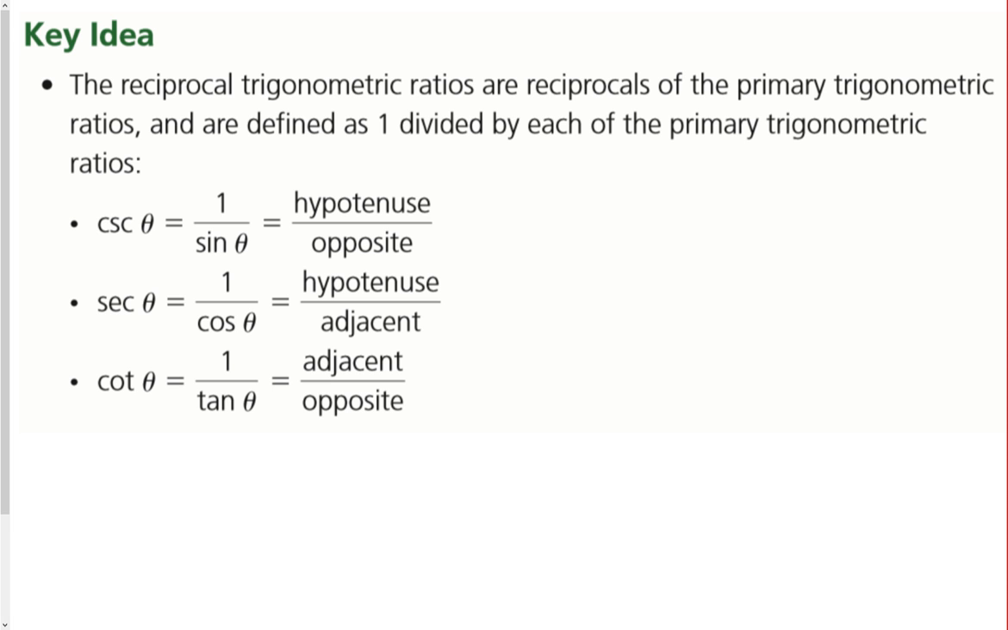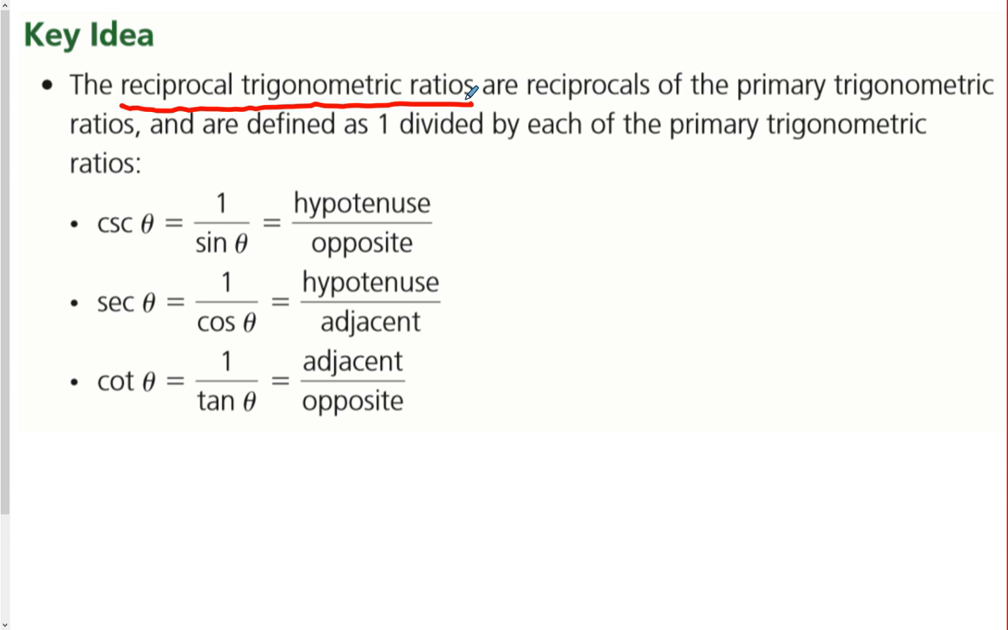We've been talking about our primary trigonometric ratios. Our primary trigonometric ratios are sine, cos, and tan. These are the reciprocal trigonometric ratios. And guaranteed, when we talk about these, your first reaction is probably going to be, why do these even exist? They're basically an extension of sine, cos, and tan to give this a little more nuance. So the reciprocal trigonometric ratios are reciprocals of the primary trigonometric ratios and are defined as 1 divided by each of the primary trigonometric ratios.